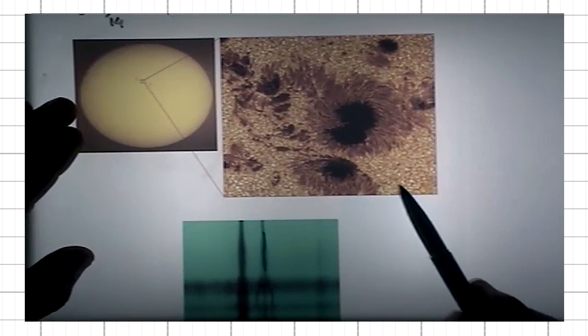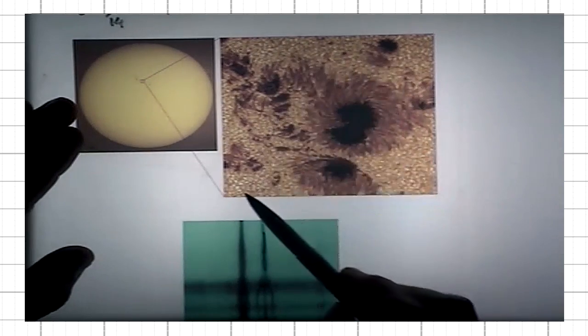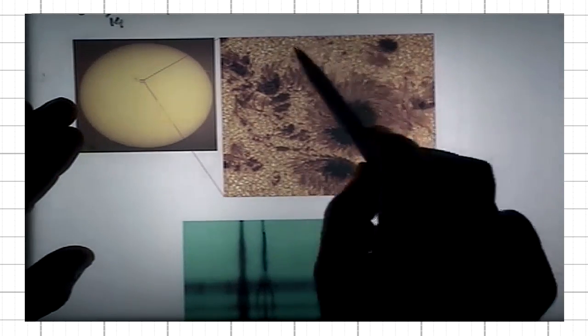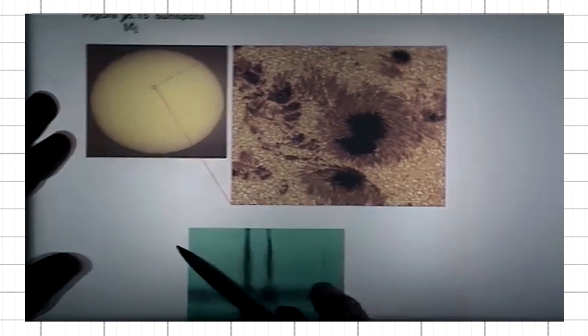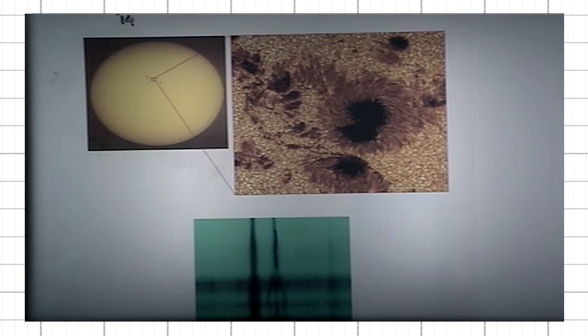And here you see these granulae that I've mentioned before, the so-called granulation of the sun's surface, which is a direct consequence of these convection currents underneath that make the surface look as if it is bubbling.